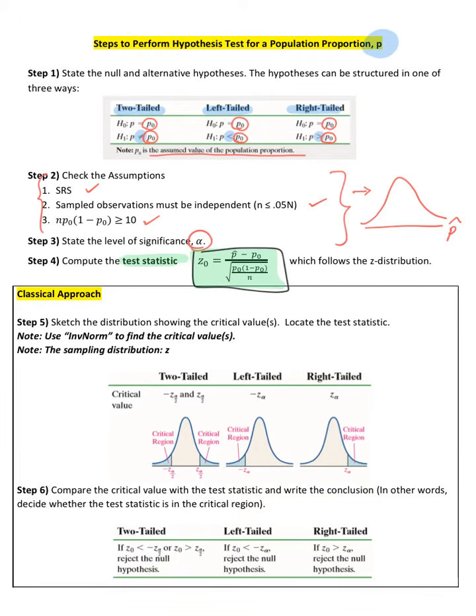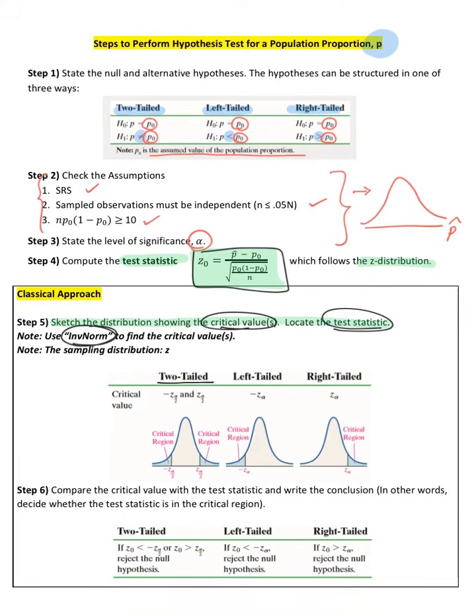Now, for step 5, you have two options, either the classical approach or the p-value approach. For the classical approach, first you sketch the distribution. For this one, you're going to sketch the z distribution. Then you show the critical value or values, and you locate the test statistic. In order to find the critical value, you're going to use the inv-norm function.